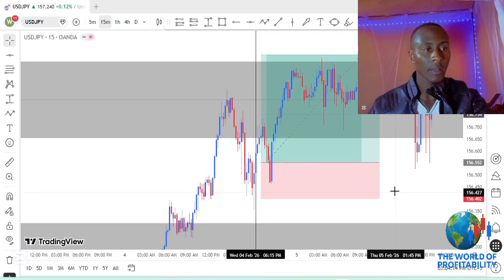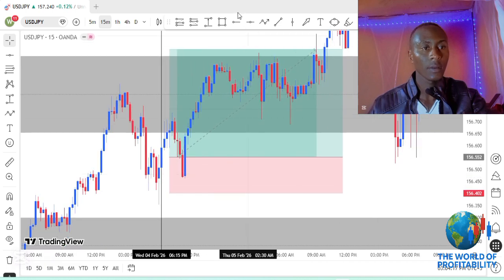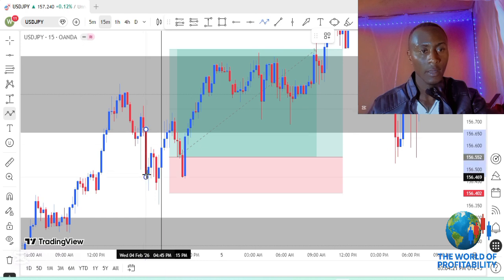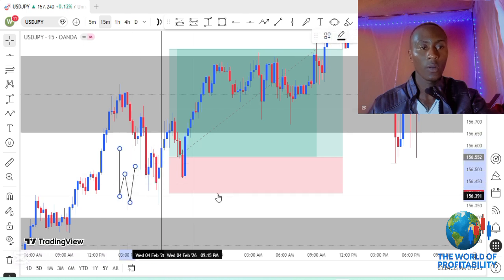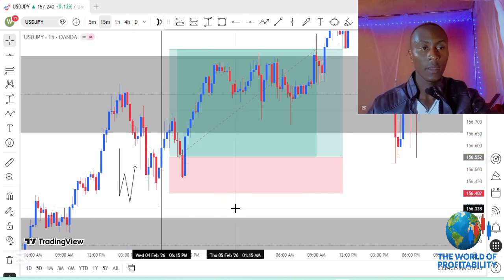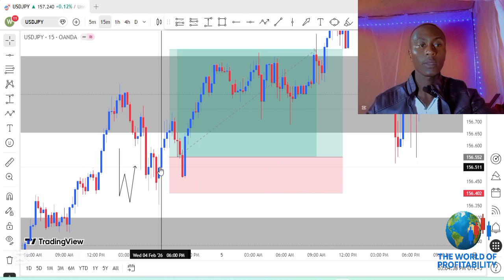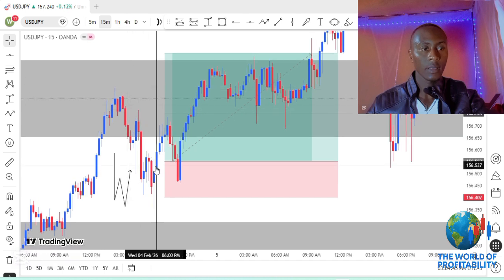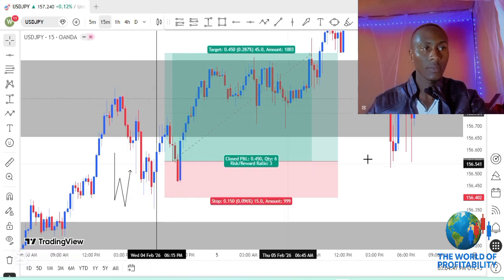After seeing such a pullback, the next thing that I want to see is a W pattern: some sellers, some buyers, some sellers, and buyers crossing above this point, which I call the neckline. I mark these W patterns using the body only, not the wick. So if the bullish candle closes above the neckline with its body, that's a complete W pattern, and after that I set my limit order, which was activated.